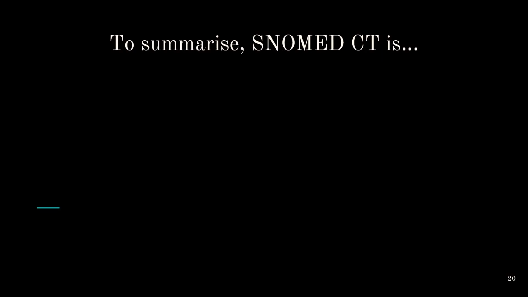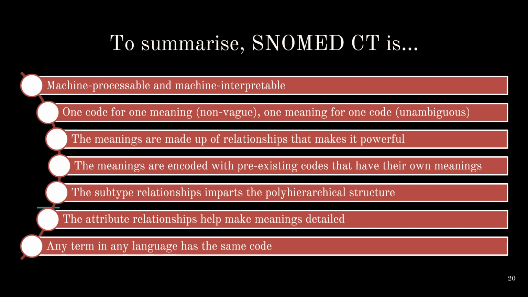To summarize, SNOMED CT is machine processable and machine interpretable. It goes on the principle of one code for one meaning, non-vague, one meaning for one code, unambiguous. The meanings are made up of relationships that make it powerful. The meanings are encoded with pre-existing codes that have their own meanings. The subtype relationships impart the polyhierarchical structure. The attribute relationships help make meanings detailed. Any term in any language has the same code.